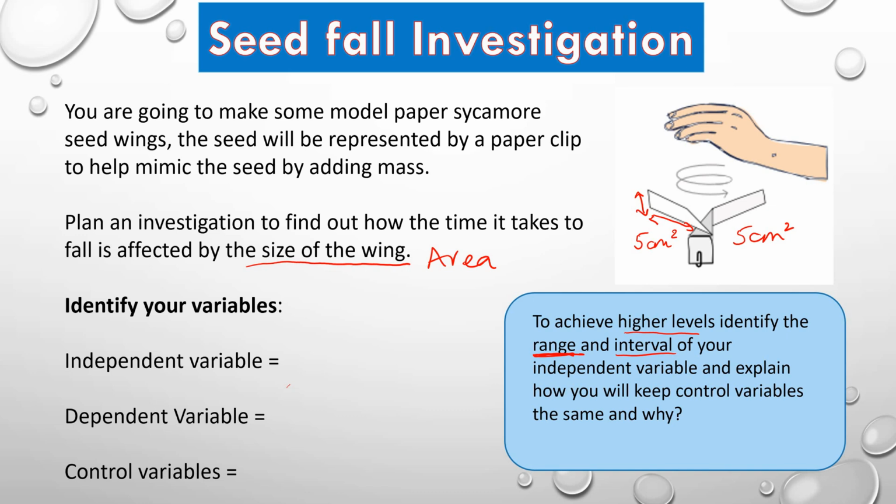So the same thickness of paper. So toilet tissue is not going to be ideal because it's just too soft, but you wouldn't use, say, a toilet tissue that had 5 layers in it and a toilet tissue that had 2 layers. It's not comparable, it's not fair, because they would have different weights to the toilet paper. Other control variables, you're going to have to drop it from the same height each time.